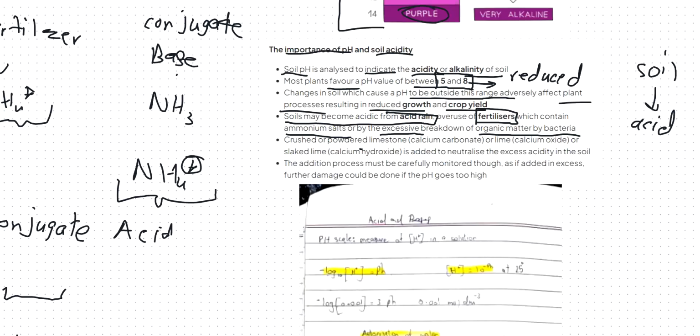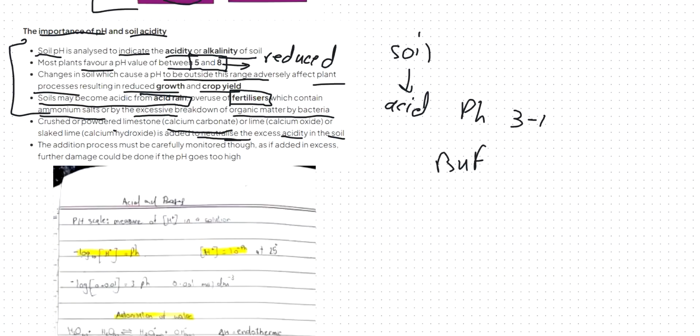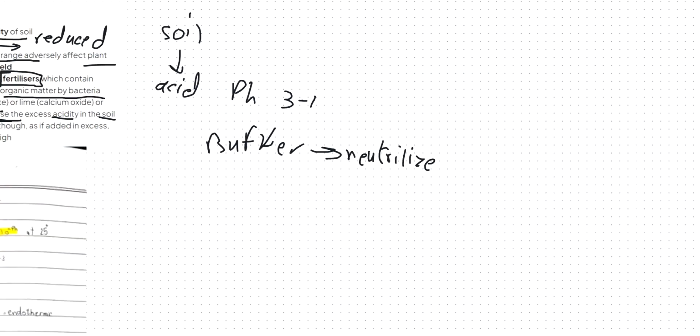You don't have to know this stuff. What you need to know is all of this right here, and fertilizers. And remember that limestone is calcium carbonate. It can act as a buffer to neutralize the acidity of the soil. I'll get to what buffers are, but for now, the basic idea is that a buffer neutralizes the environment.